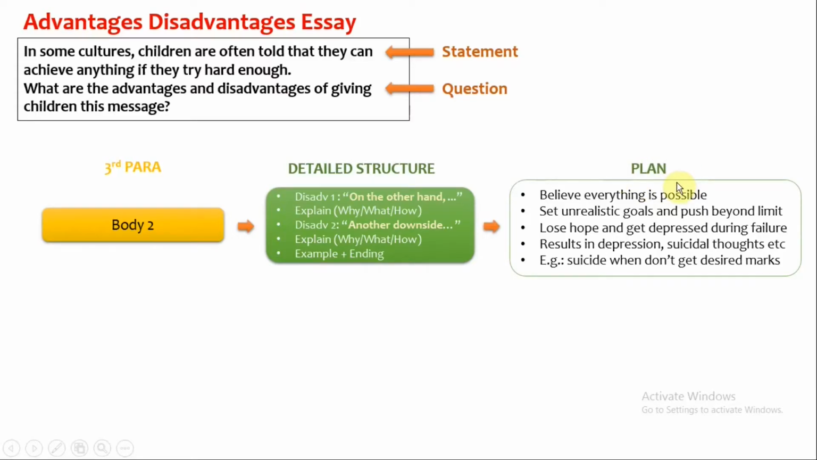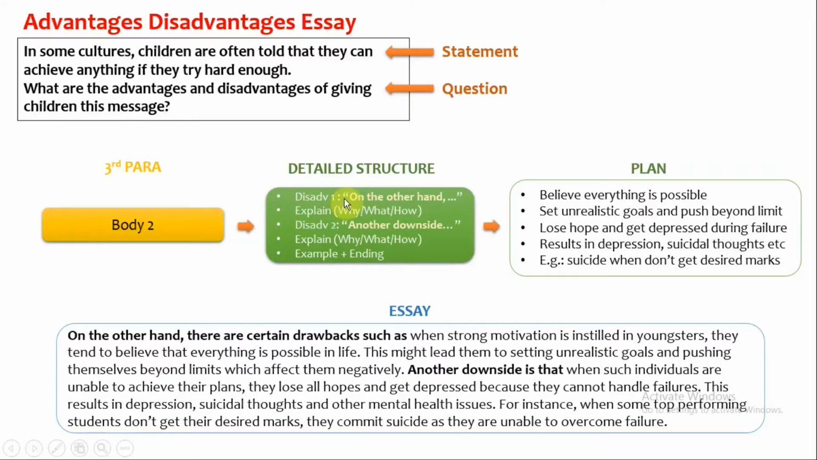First sentence is to write about first disadvantage and the plan says children will start believing that everything is possible. In this essay type, always start the first sentence of disadvantage body with on the other hand, there are certain drawbacks such as. Our first sentence will be, on the other hand, there are certain drawbacks such as when strong motivation is instilled in youngsters, they tend to believe that everything is possible in life.